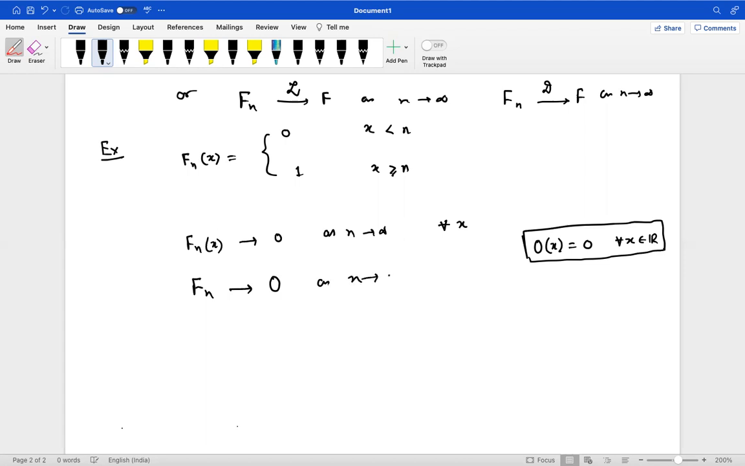As n tends to infinity, weakly. Sorry, you can't say it is weakly, because this 0 is not a distribution function. So this is a sequence of distribution functions which converges to a function that is not a distribution function. So this sequence of distribution functions does not converge weakly to anything.